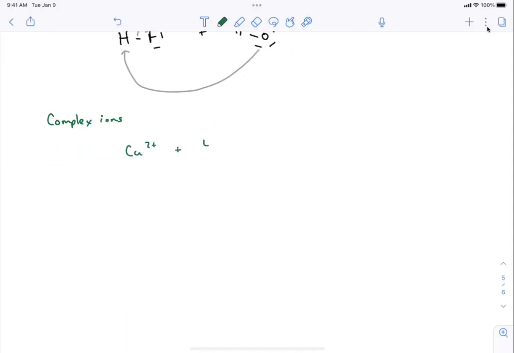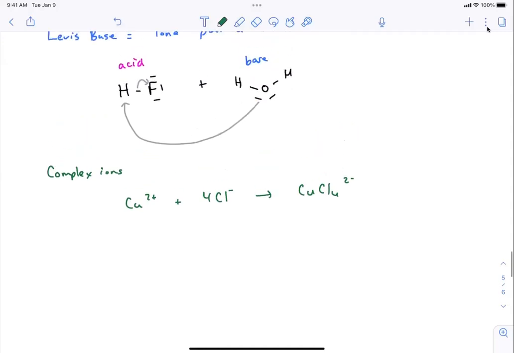Cu2+ + 4Cl- yields CuCl4 2-. This is a little bit of topic 13, so I understand if you really haven't seen this before, but I'm going to put this in the review so that if you watch this video later after we've reviewed topic 13, it'll make a little more sense.